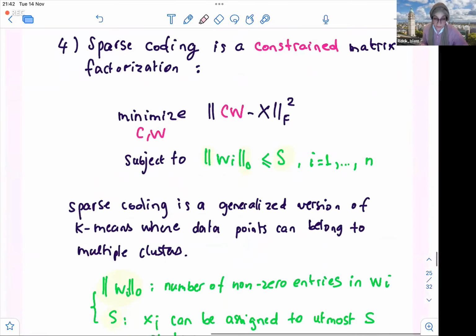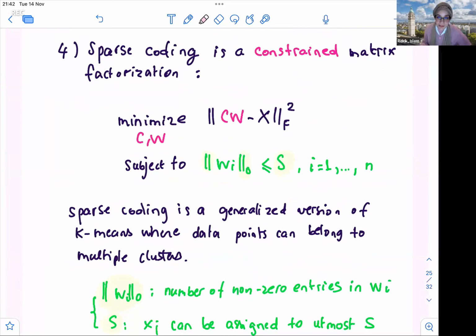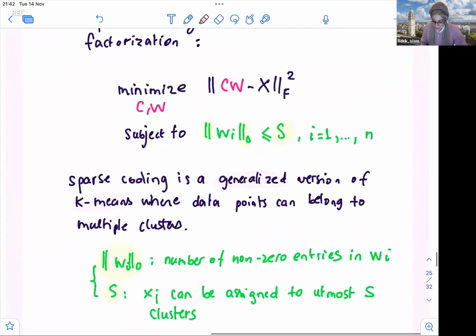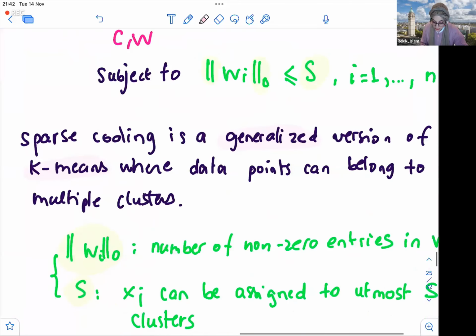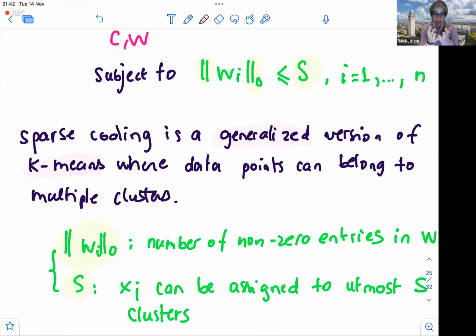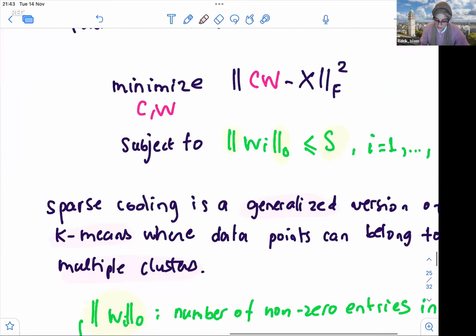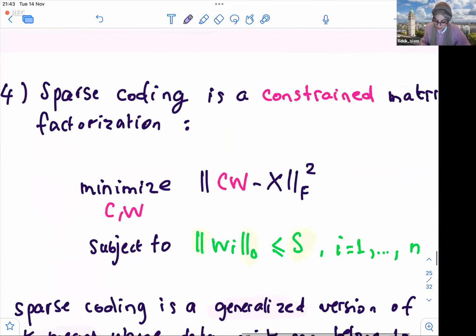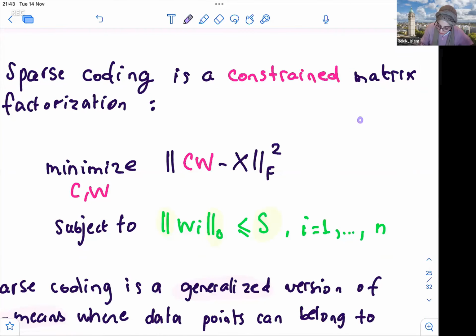And now we have also what we call sparse coding, which is a generalized version of K-means. So basically, what is sparse coding? Sparse coding is considered a more general version of K-means, where data points can belong to multiple clusters. In clustering algorithms, one data point will be assigned to only one cluster. Here with sparse coding, one data point can belong to multiple clusters. Okay, so this is very interesting.